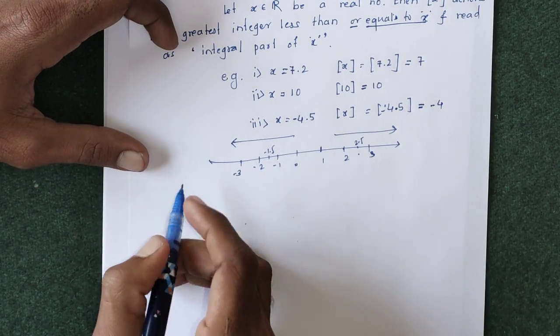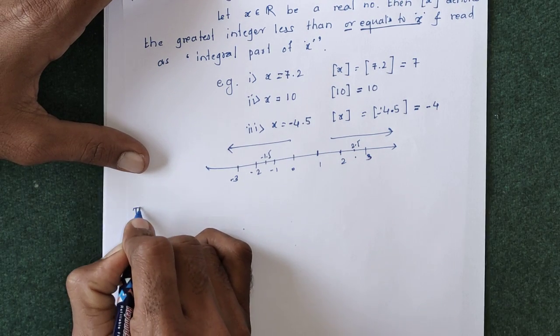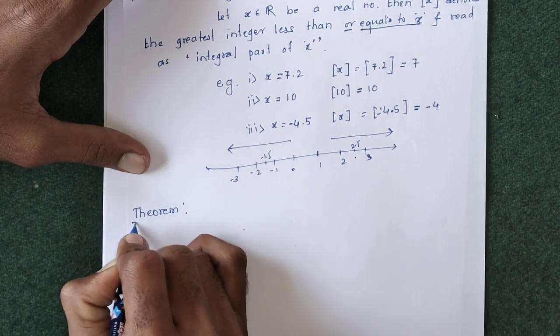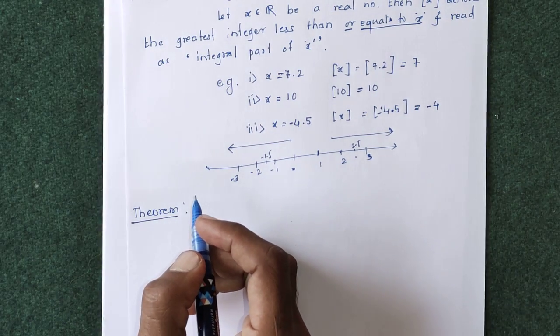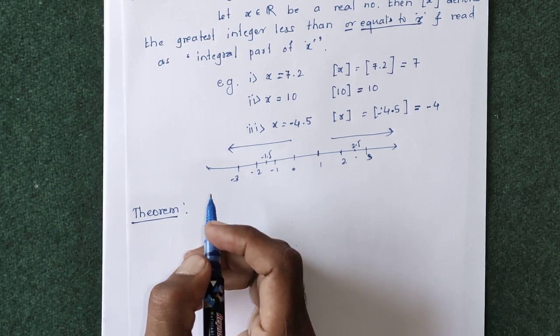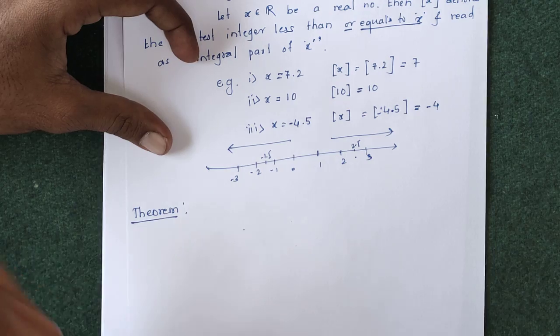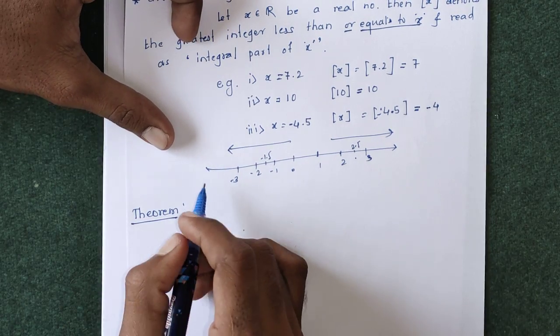Now we are going to take one theorem on this definition of the greatest integer function. So the first theorem of our fourth chapter is, similar to the previous chapter, just some properties of that function. Here we are going to derive or prove four or five properties of this greatest integer function.